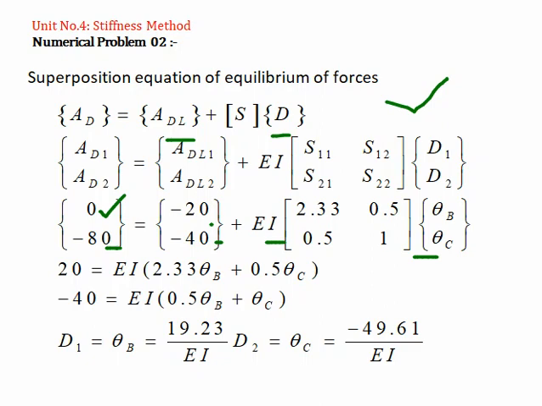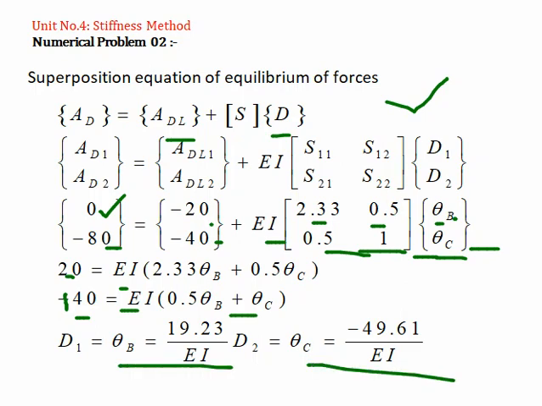Take this minus 20 toward the left hand side, it becomes plus 20, then 2.33 theta b plus 0.5 theta c, and second, take this minus 40 toward the left hand side, it becomes plus 40, equal to 0.5 theta b in the second row, and 1 into theta c. Take this EI outside. After simplifying, we have theta b equal to 19.23 over EI and theta c equal to minus 49.61 over EI.